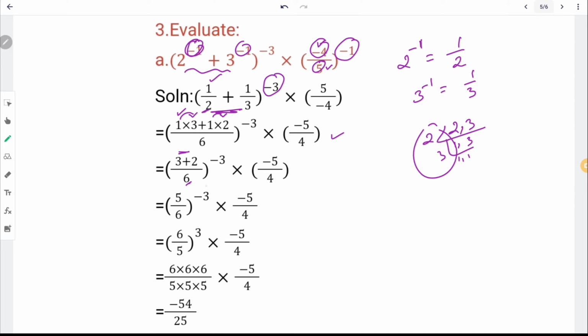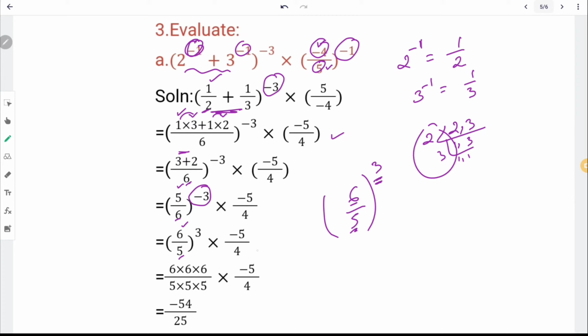Now next step, let's convert this power minus 3 into positive. What do we do? We just simply exchange their positions. 5 is in the numerator, it's now in the denominator. 6 is in the denominator, now 6 is in the numerator, right? So what do we have here? We have 6 by 5 to the power 3, which means I have to write 6 3 times and 5 also 3 times. You can already see that I've written it down there: 6 into 6 into 6, and then 5 into 5 into 5.